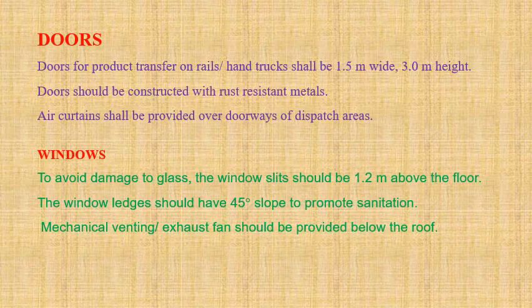To avoid damage to glass, the window slits should be 1.5 meter above the floor. The window ledges should be about 45-degree slope to promote sanitation for easy cleaning and draining of the liquid after washing. Mechanical venting or exhaust fan should be provided below the roof. This is a special kind of ventilation arrangement. Just below the roof there will be natural ventilators, or there should be extra fittings of exhaust fan to remove the contaminated air or steam out of the halls or rooms.